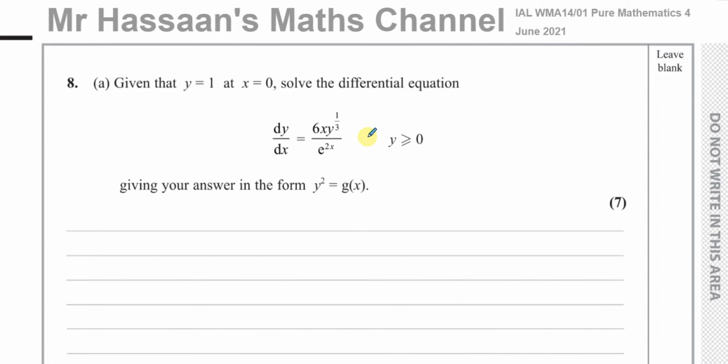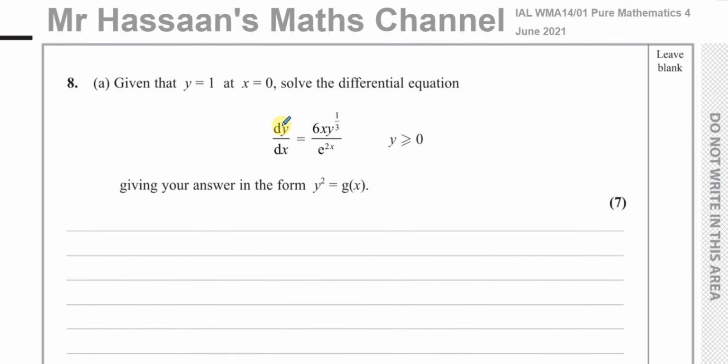This question here is about differential equations. Now, in this question, we are told that when y is 1, x is 0. And we're given this differential equation, which has got dy dx in it. This is a first order differential equation, which is as far as we go in AS or A-level maths.